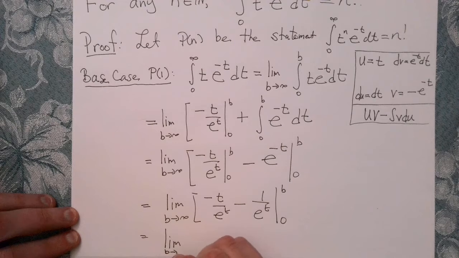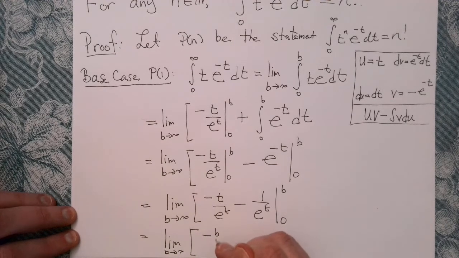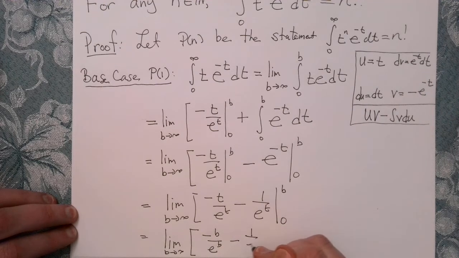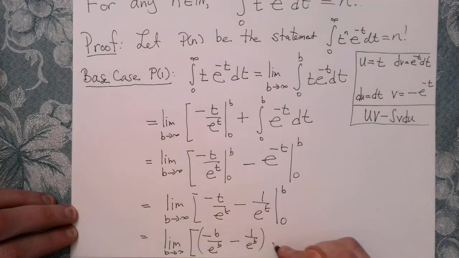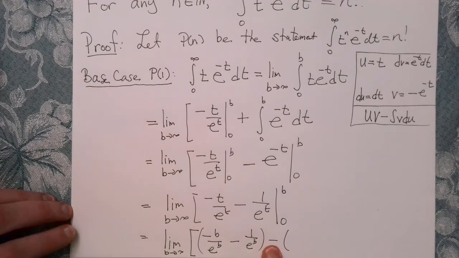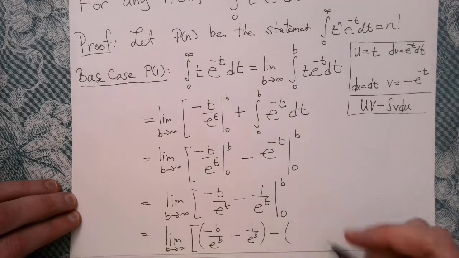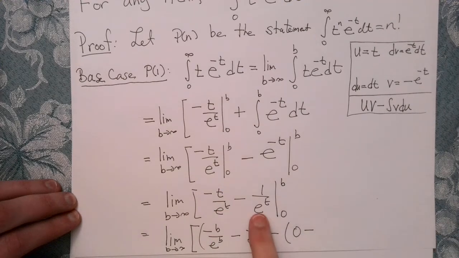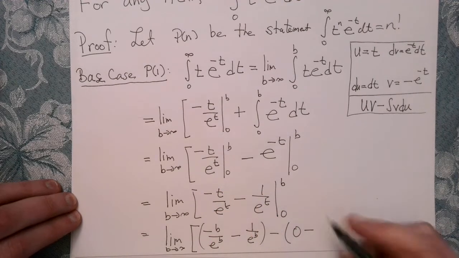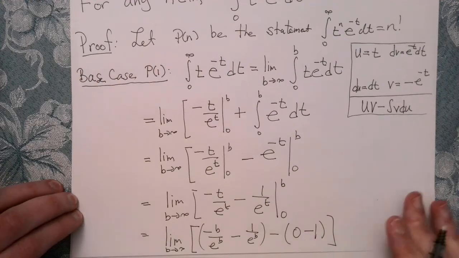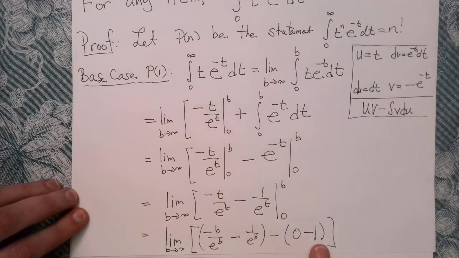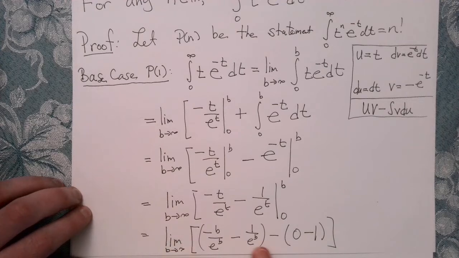All right, let's go ahead and plug in b, just carrying through with the fundamental theorem of calculus. So this is minus b over e to the b minus 1 over e to the b, minus, from the fundamental theorem, the value at 0. Now if I plug in 0 here, that's going to give me 0 over 1, which is 0. And if I plug in 0 here, that's going to give me 1 over 1, so that's 1. So this we can call plus 1, and then we just have to worry about this.